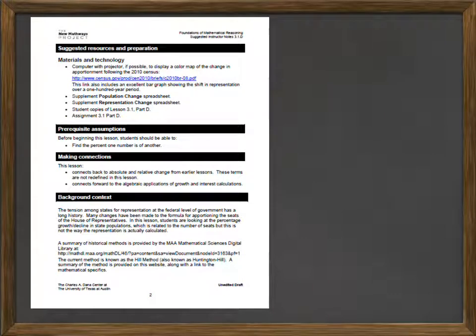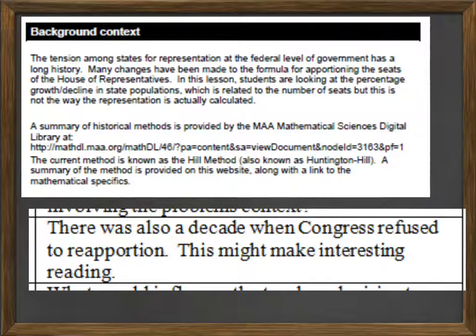I will also sometimes just see if I can find something very interesting. I'll do an internet search. Lesson 3.1d was giving some background about reapportionment, and so I didn't put much time to this. I just did a Google search on reapportionment, and one thing that I found out that was kind of interesting was there was a decade that Congress refused to reapportion. That could have led to some very interesting things in the United States if the government wouldn't have gotten back on with the reapportioning a couple years later.